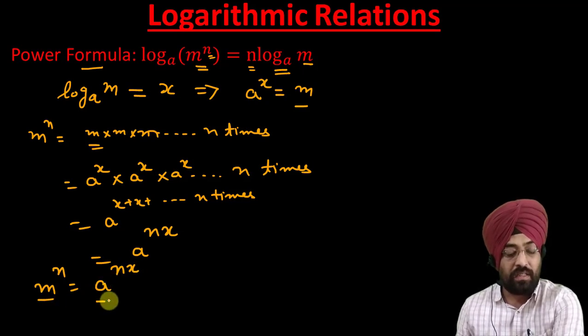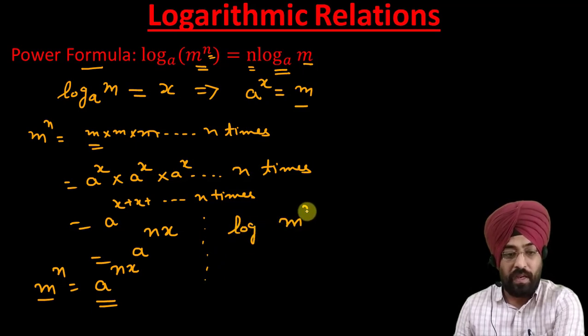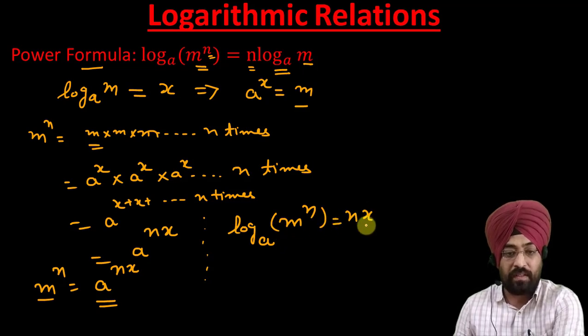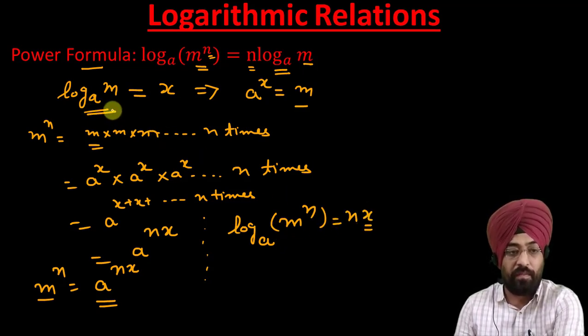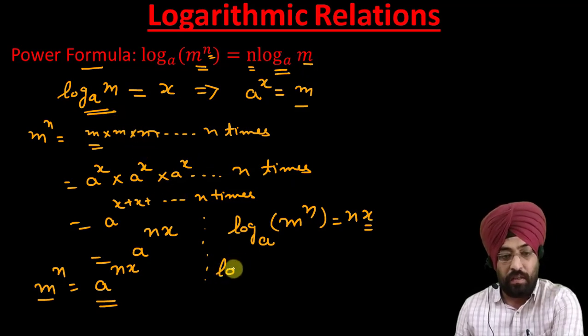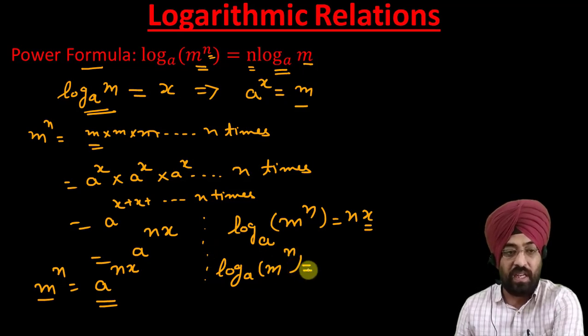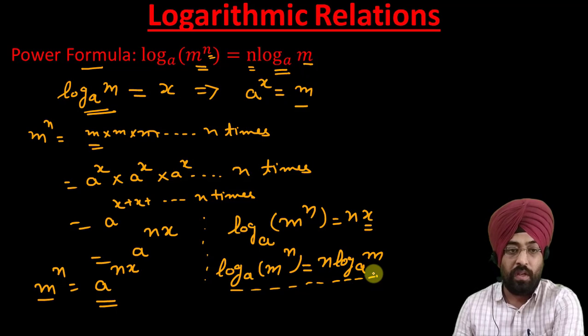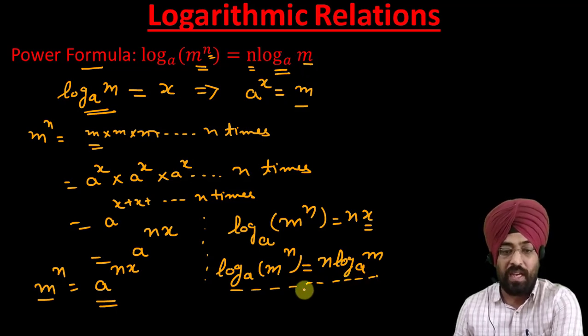Now write its logarithmic form. This is the exponential form. Its logarithmic form becomes log of m raised to the power n with base a is equal to nx. Now what is x? x is log of m with base a. So log of m raised to the power n with base a is equal to n log of m with base a. So we have proved that log m raised to the power n is equal to n log m.